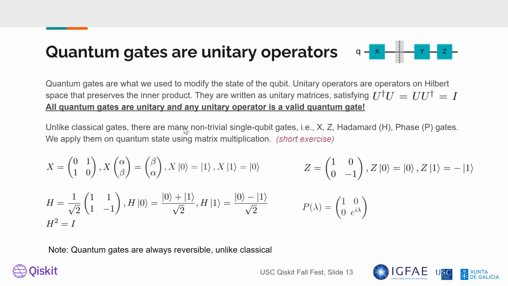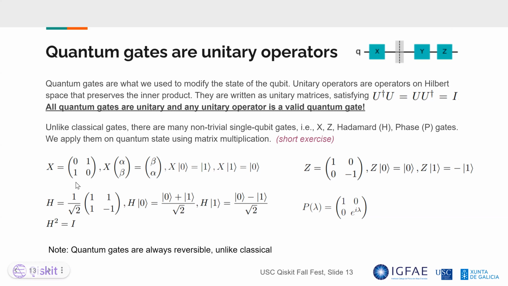The byproduct is that you have many non-trivial single qubit gates, such as the X gate, Z gate, Hadamard gate, and the phase gate. Those four are the most common single qubit gates. We still do the same thing, multiplying them as matrices on the state. I will introduce those four because they are very common.